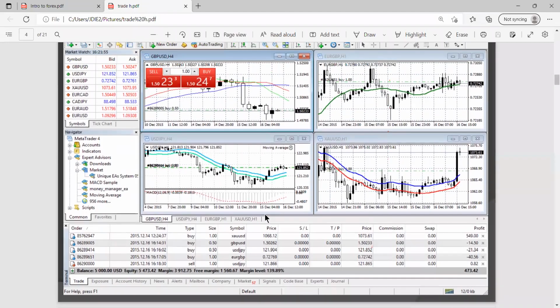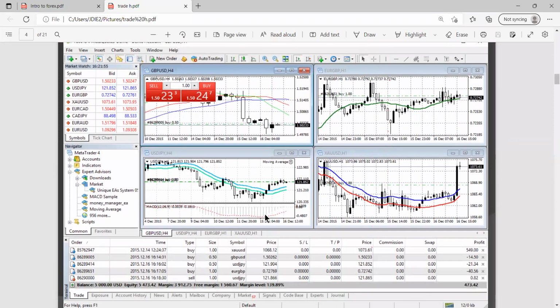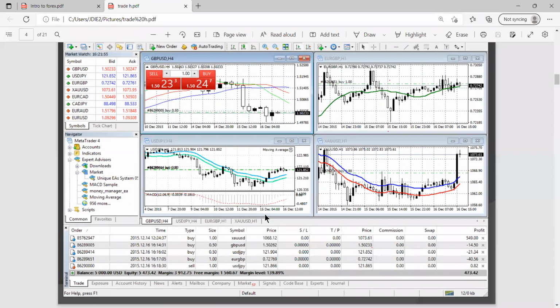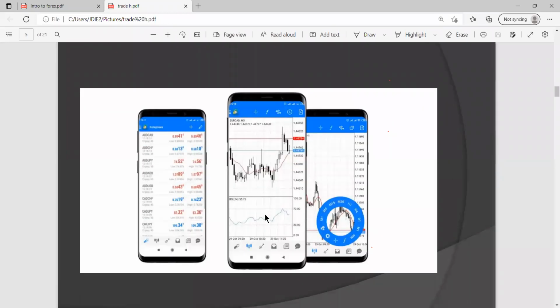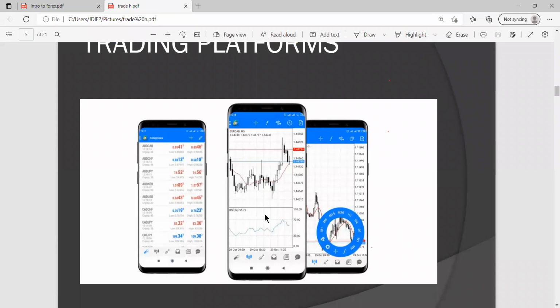So this is what the MT4 looks like, or the MT5. They are basically the same. If you have a PC, you can download it. If you don't have a PC, you can use a phone, such as an Android phone like this. This is what it's going to look like.